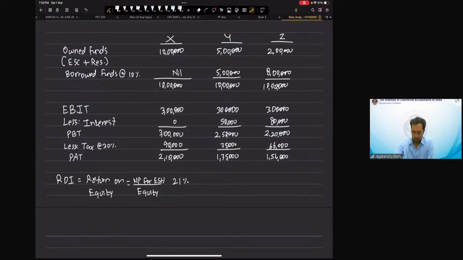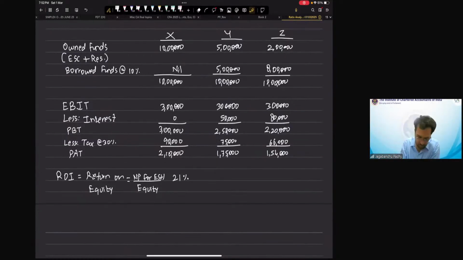Okay, so that's 35%. What about Z? How much percentage? 77%, right? 1 lakh 54 on an investment of 2 lakh, 77%. So if you look at the percentage-wise numbers, which company has performed really well?